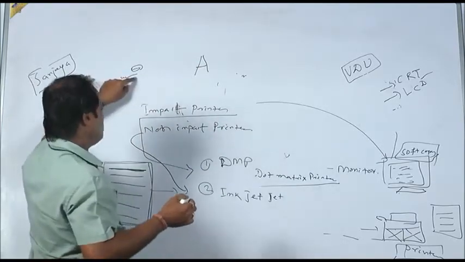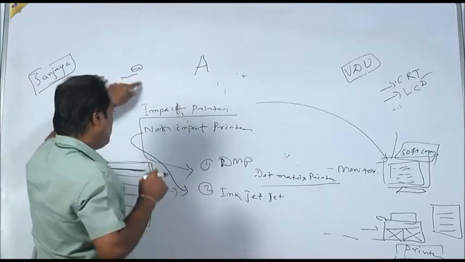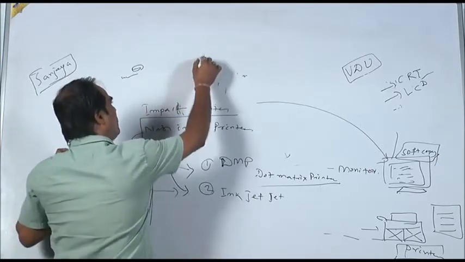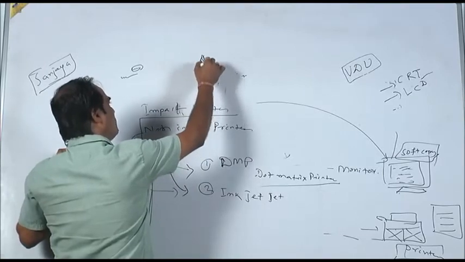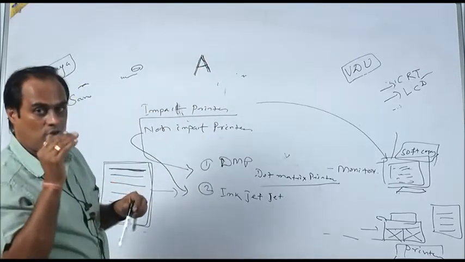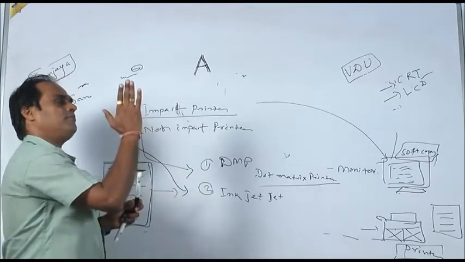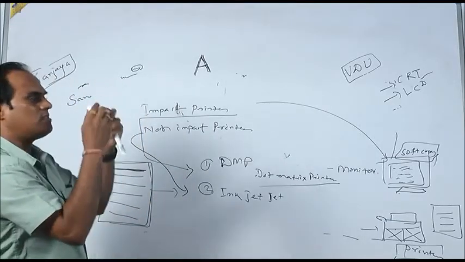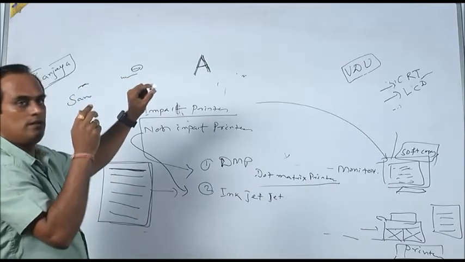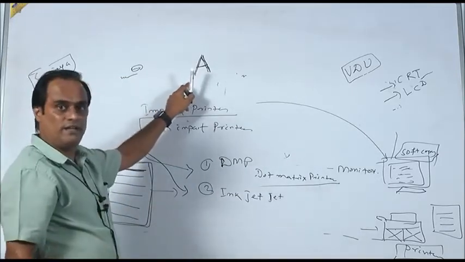So if it is a DMP, what will it do? It will strike over the surface and print A. But if I use non-impact, it works from some distance, a micro distance. What it does is throw some ink to the surface and print the A, like a syringe.